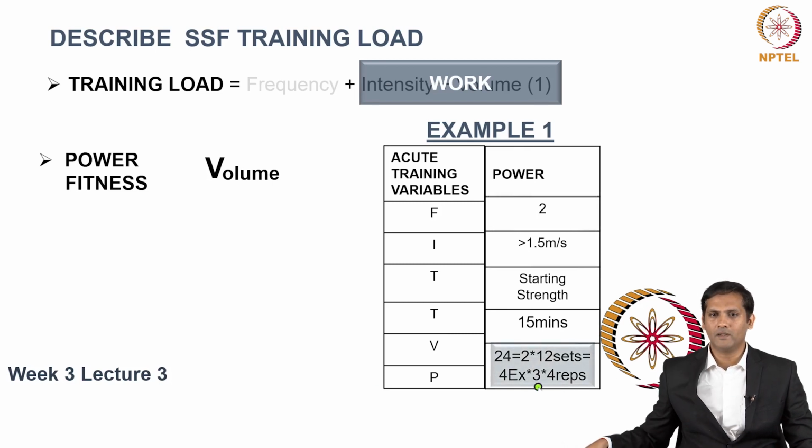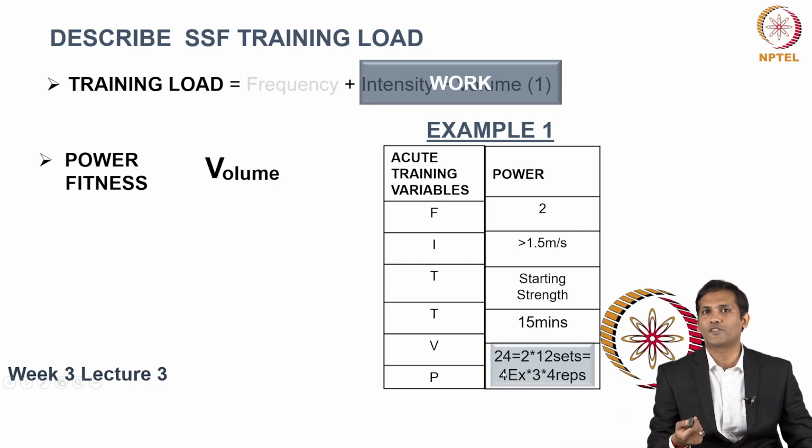In the given example, I have prescribed 4 plyometric exercises. I do 3 sets of every exercise, and I do every exercise for 4 repetitions. So the volume of sets per workout is 12. And since I am doing it 2 times, the total volume is 24 sets. This is a similar way of describing volume to that of resistance training.